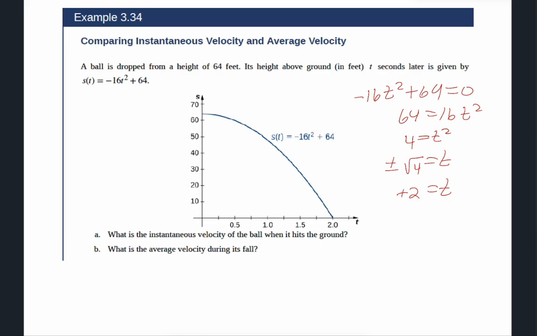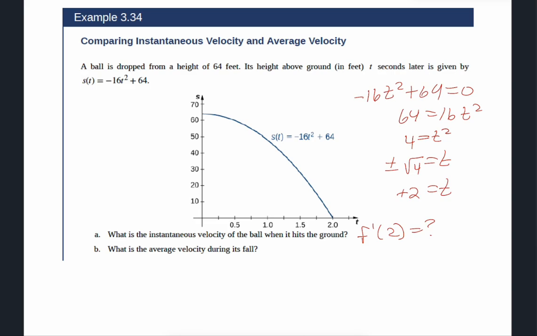Okay. And they've given you that in here. You can see at time 2 seconds, we hit the ground. So what is the instantaneous velocity of the ball when it hits the ground? What they've actually asked you to find is what is the derivative at time 2. That's really what they want. The instantaneous velocity at time 2 seconds.